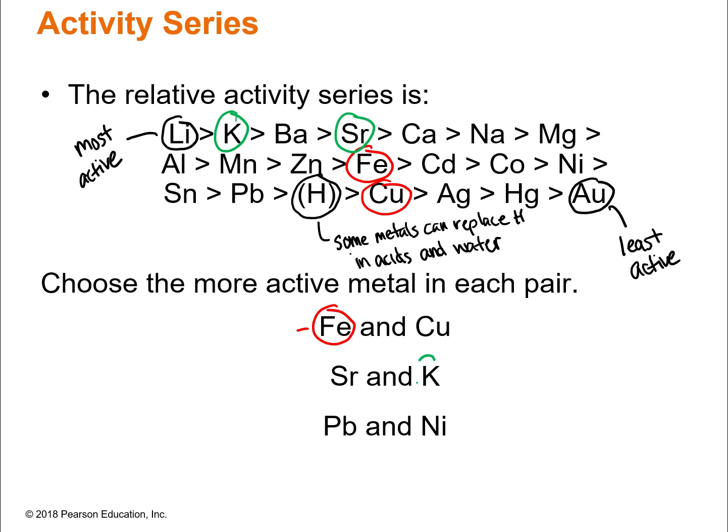Potassium comes first, so it's going to be potassium that is more active. What about the final pair? We've got lead and nickel. Nickel comes first, so it's going to be nickel. That's exactly how you're going to use the activity series when we're doing some of these single replacement problems.